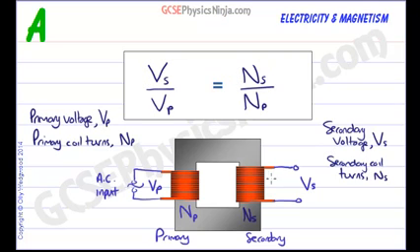So, as a summary, to create a step-up transformer, you simply need more turns on your secondary coil than you do on your primary. And to create a step-down transformer, you need fewer turns on your secondary coil than you do on the primary coil.